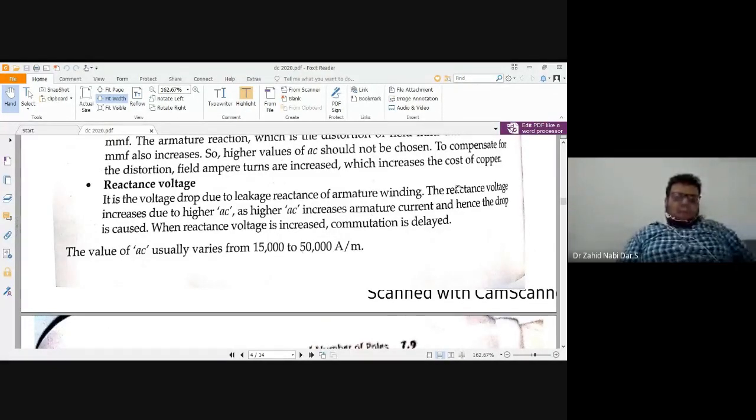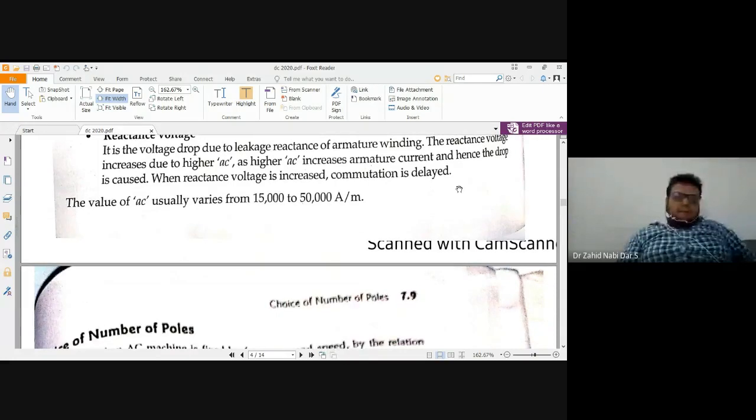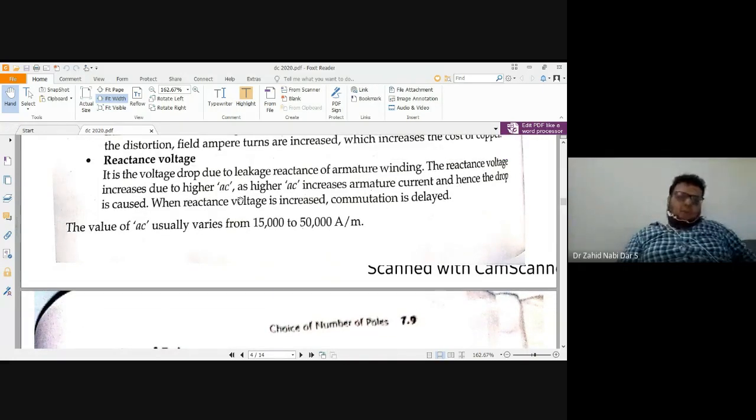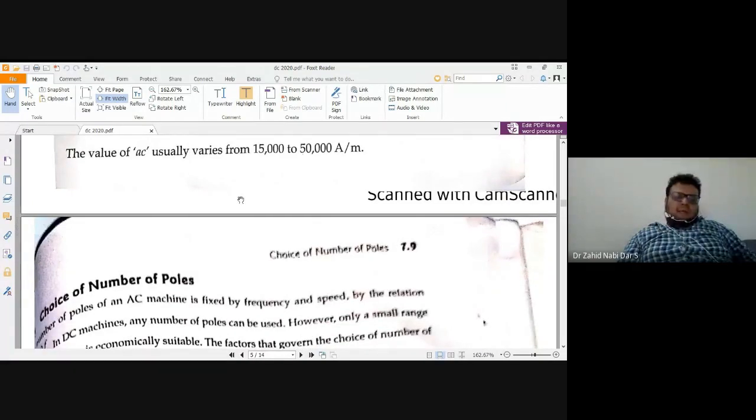So this can usually be reduced with the use of compensating winding, and we also use interpoles here. Somebody was asking yesterday where interpoles are placed and what is the role of it. One thing is to reduce the sparking and also to reduce this reactance voltage. The value of armature conductors is usually in the range of 15,000 to 50,000 ampere per meter.